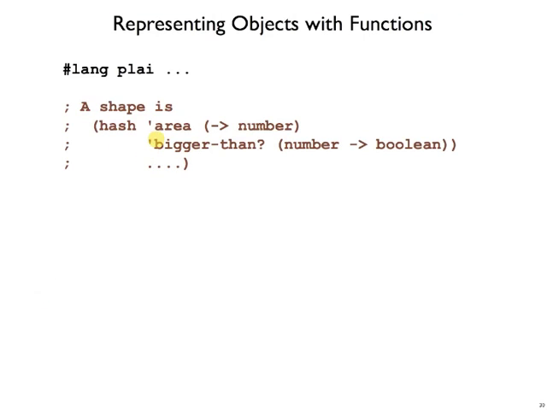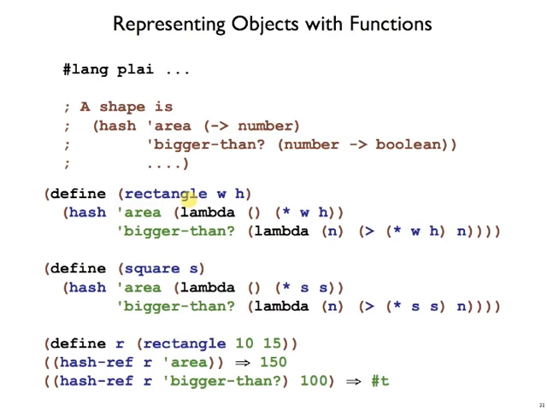So that's what we're going to use to represent objects. So the name area in the hash table will be mapped to a function that just returns a number, and a bigger-than method in this hash table can be mapped to a function that takes a number and returns a Boolean. And we can implement rectangle like this, building a hash table with area and bigger-than mappings, where the bigger-than mapping takes a number and checks whether the area is bigger than that number.